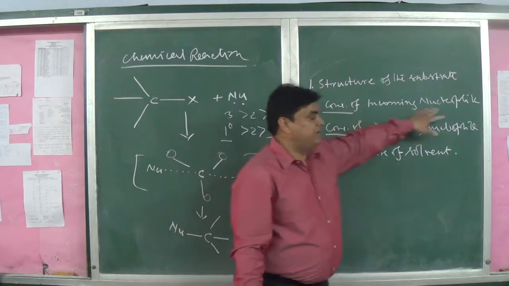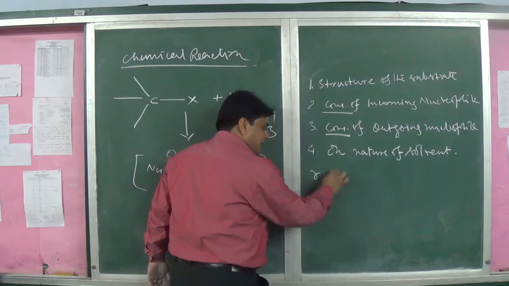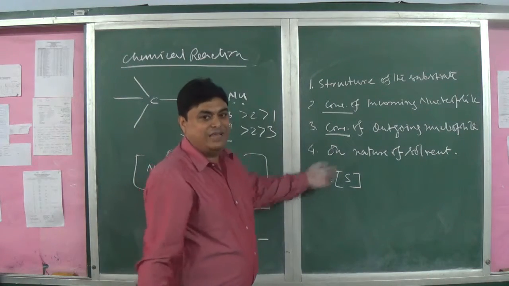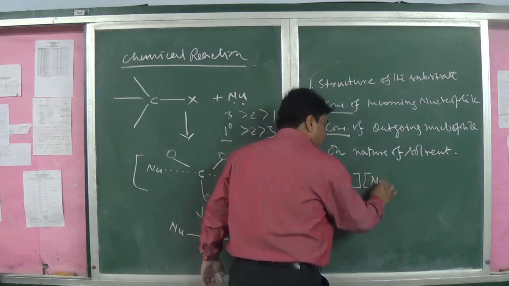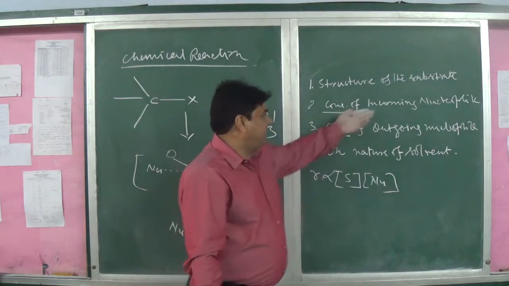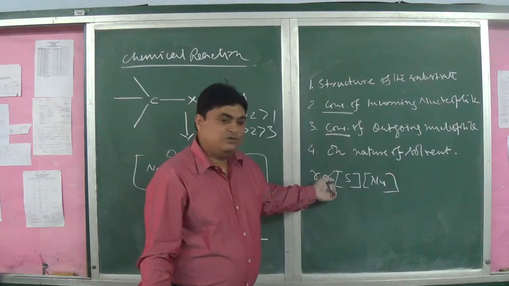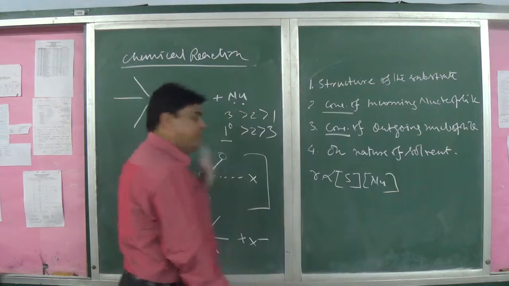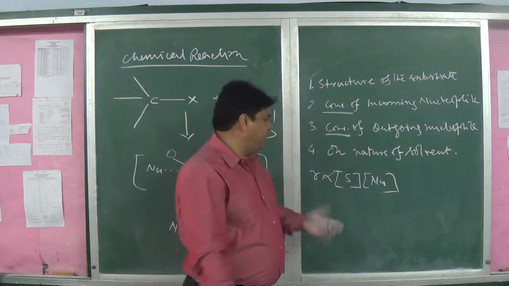Now the concentration of the incoming nucleophile. As we have already told you, the rate of the reaction depends only on the concentration of the substrate for SN1, so there is no role for the incoming nucleophile. But in the case of the SN2 type of reaction, both of them influence the rate of the reaction. Therefore, the greater the concentration of the nucleophile, the more favorable the SN2 type of reaction. Now, the outgoing nucleophile, that is the leaving group: a better leaving group will influence both SN1 and SN2 equally, and the reaction rate will definitely be influenced.